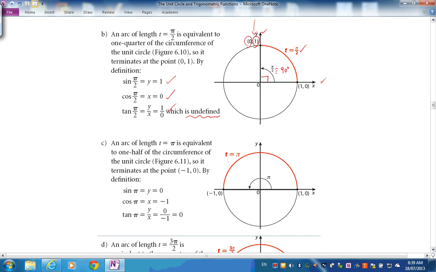What about pi? Length of pi. Well, that's half a circumference if you like, doing it that way. Or you could think of pi as being equivalent to 180 degrees in the centre, thinking about the arc length over the radius. The two will be the same because this is a unit circle. So pi in the centre, or 180 degrees, and pi is going to be the arc length.